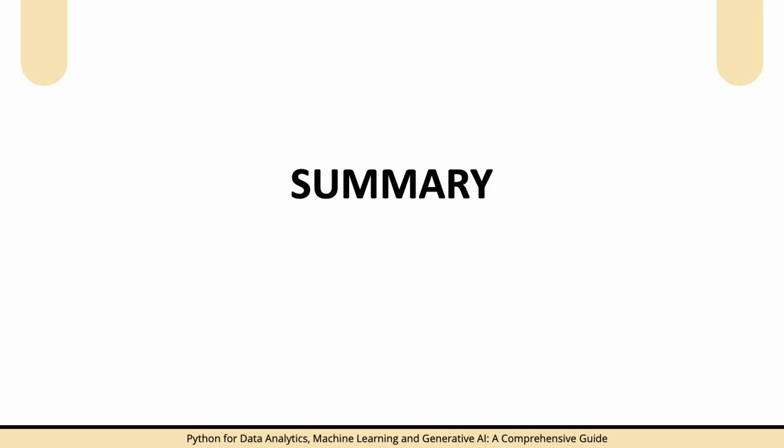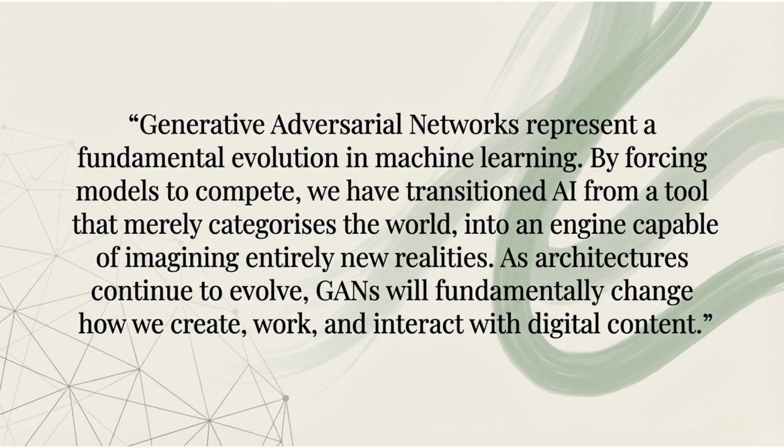Let's summarize. Generative adversarial networks represent a fundamental evolution in machine learning. By forcing models to compete, we have transitioned AI from a tool that merely categorizes the world into an engine capable of imagining entirely new realities. As architectures continue to evolve, GANs will fundamentally change how we create, work, and interact with digital content.